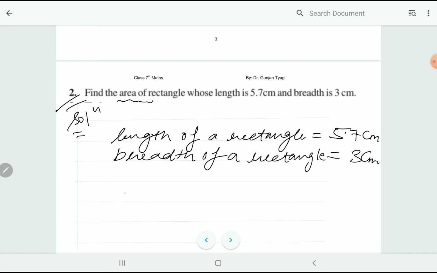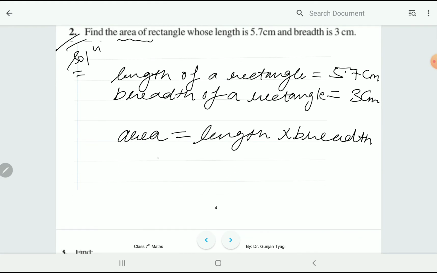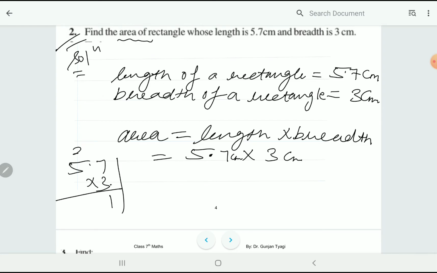So what is the formula for area? Formula is area is equal to length into breadth. Just do the multiplication of length and breadth, that is 5.7 multiply 3. Centimeter will come here too. So 5.7 multiply 3. 3 7s are 21, 2 carry, 3 5s are 15 and 2 is 17. The decimal will come at the same place, after 1 place from the right. It is 17.1. And now I will write the unit, which is centimeter square.